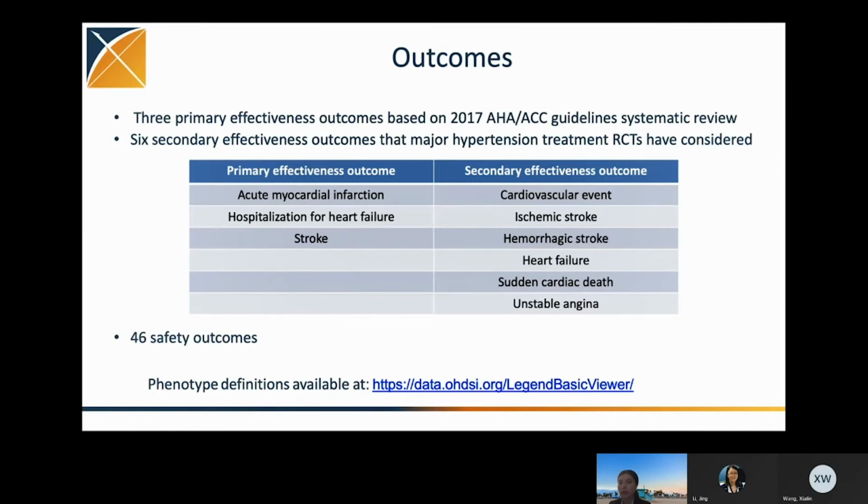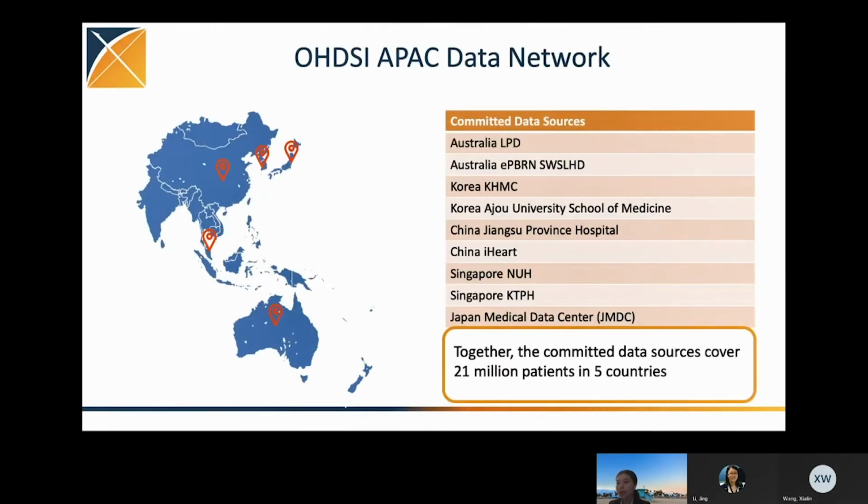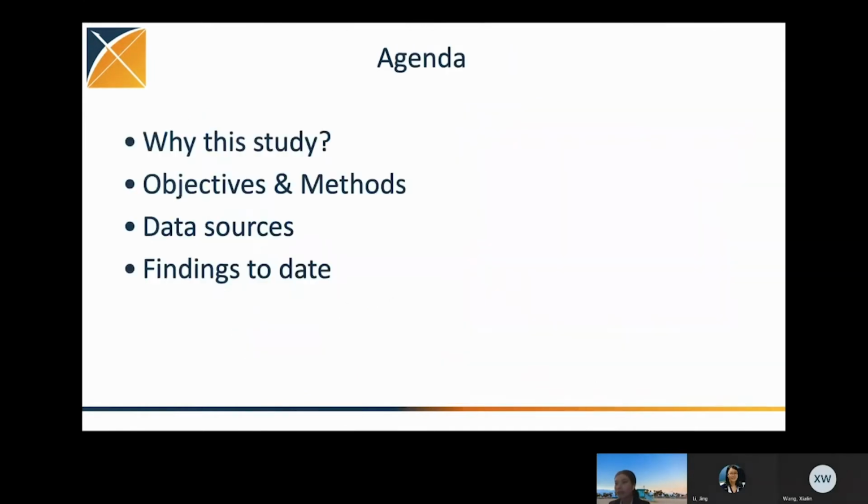All the phenotype definitions of these outcomes are available online. They have been previously defined in the LEGEND hypertension study and can be accessed through the link here. As of now, we have 9 committed data sources, including 8 EHR databases and 1 administrative claims database. Together, these committed data sources cover 21 million patients in 5 countries in the Asia Pacific region.